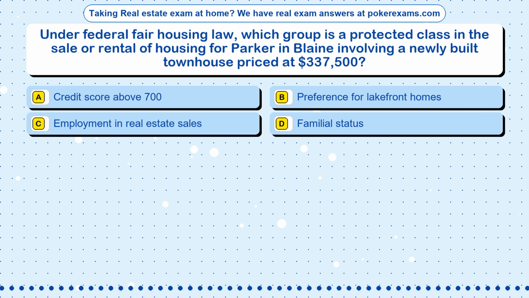Question 84. Under federal fair housing law, which group is a protected class in the sale or rental of housing for Parker and Blaine involving a newly built townhouse priced at $337,500? Option A. Credit score above 700. Option B. Preference for lakefront homes. Option C. Employment in real estate sales. Option D. Familial status.